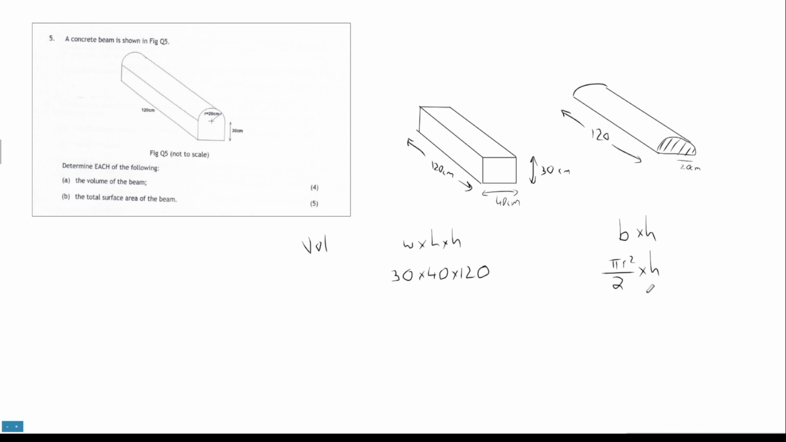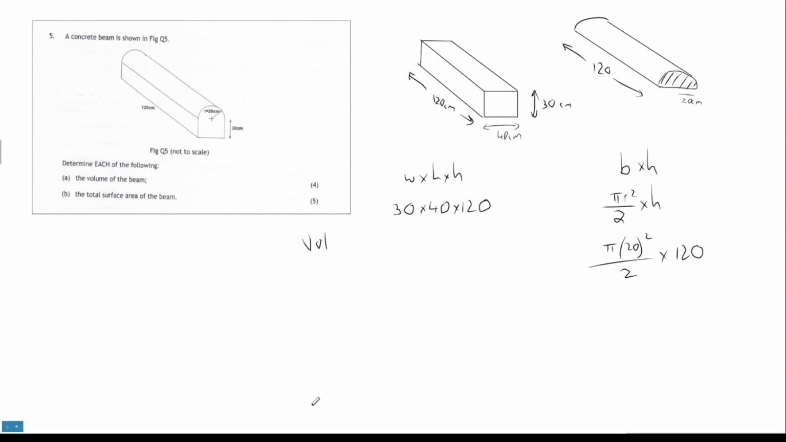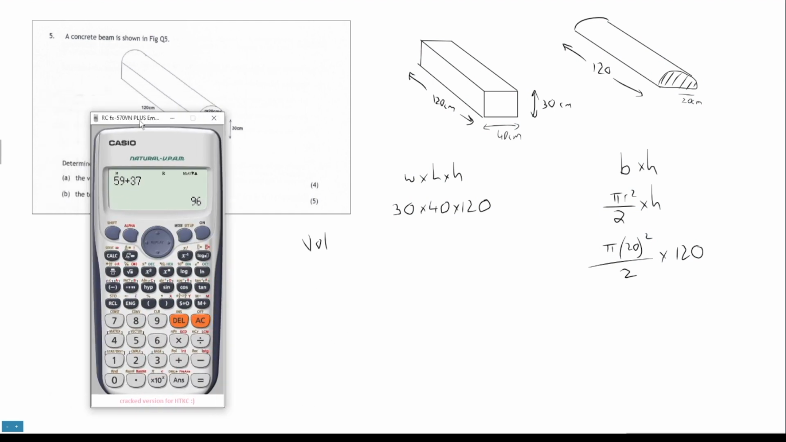I'm going to call this the height. So the pi r squared, that's 20 centimeters. So it's going to be pi times 20 squared over 2 times 120 for my calculation. That looks about right. Let's just scoot that up a bit so we can keep it all in shot, and get my calculator. And we'll just crack that through.